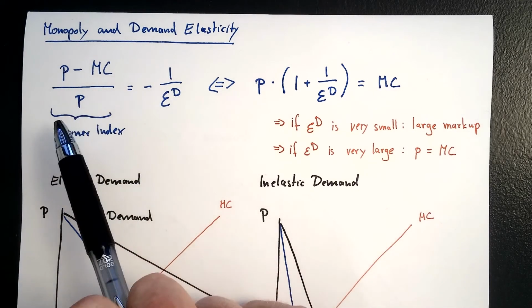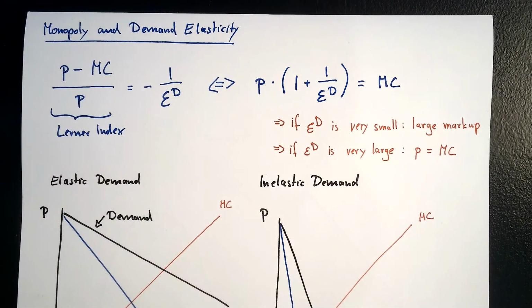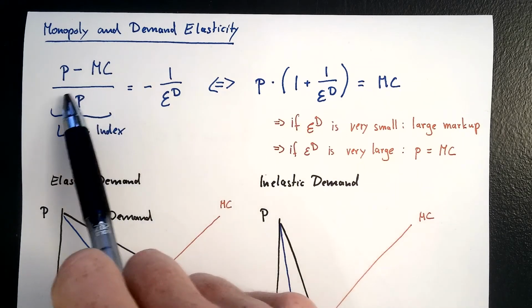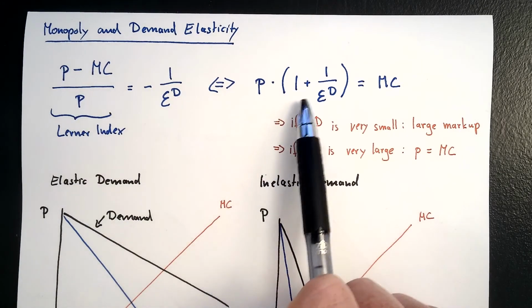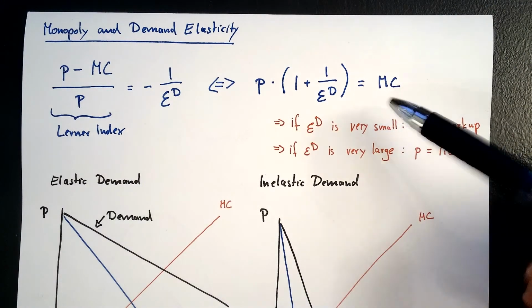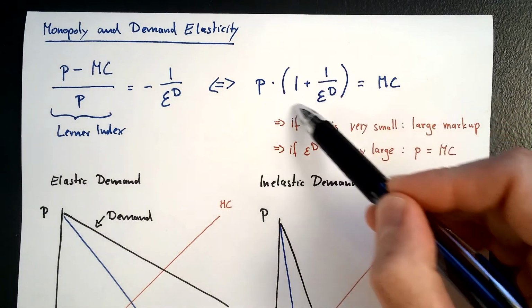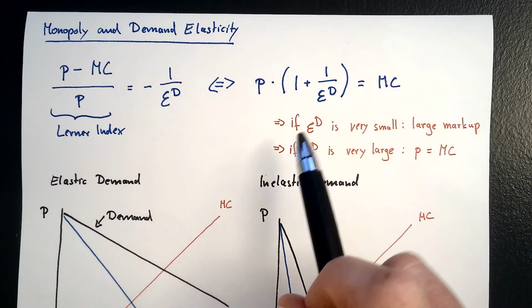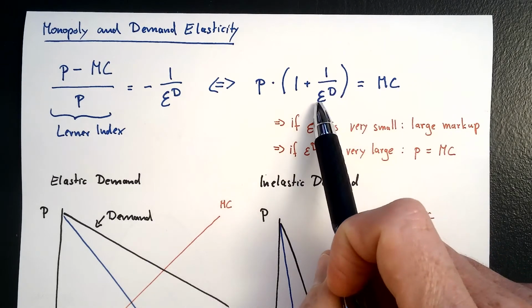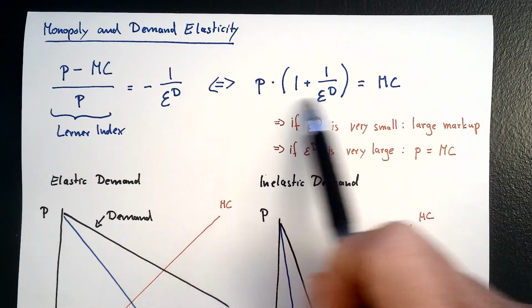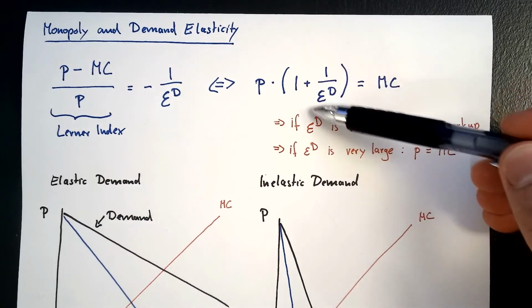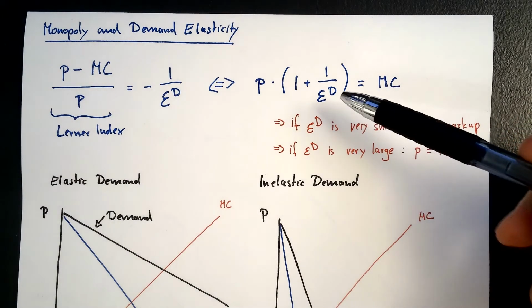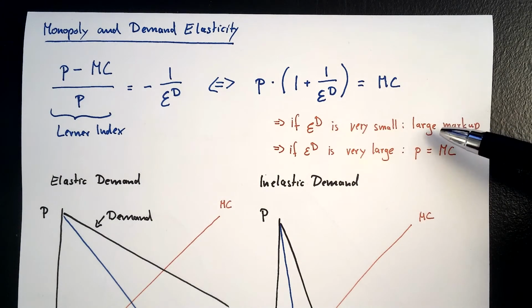Now, it can be shown that the markup, the difference between price and marginal cost, is related to the demand elasticity. So put differently, you can rewrite this equation as the price times 1 plus 1 over the demand elasticity equals the marginal cost. So when you look at this part here, the 1 plus the inverse of the demand elasticity, then you can see that if this term 1 over the demand elasticity is equal to 0, then we have the price equal to the marginal cost. For this term to be 0, the demand elasticity needs to be very large. Okay? Now, if the demand elasticity is small, then the markup is going to be large.